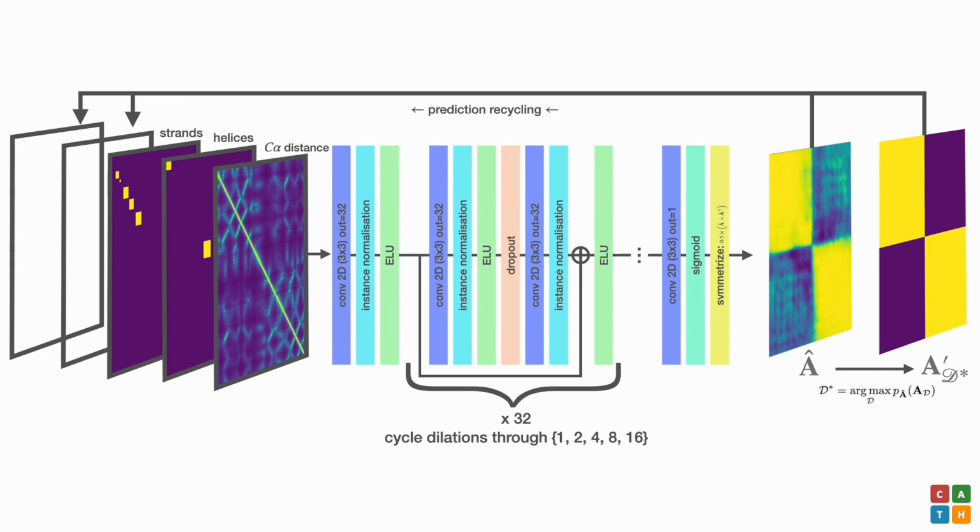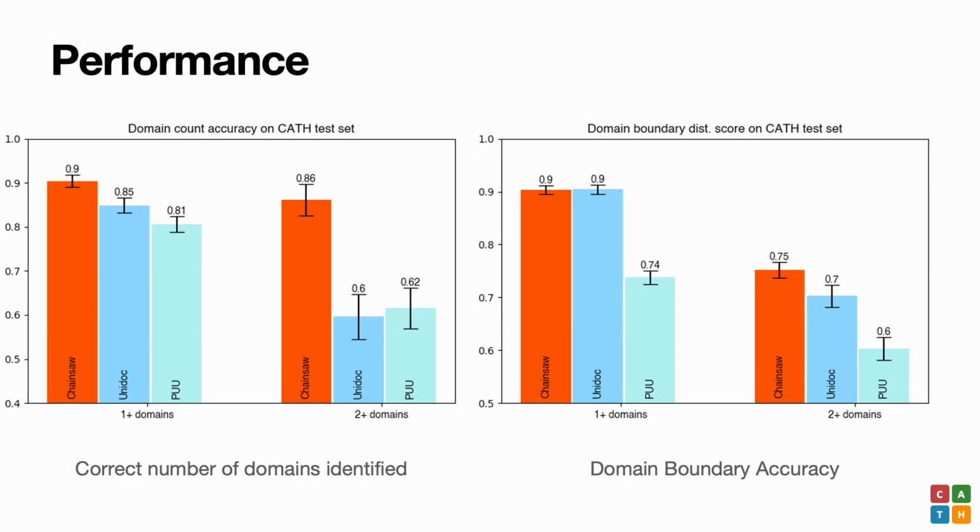So here's a picture of the actual model architecture. Once we tested it on multiple data sets, we benchmarked it on various CASP data sets and on CATH assignments, and we noticed that it tends to outperform other state-of-the-art tools such as UniDoc and PDP, not only on the correct number of domains identified, so how many domains are within a protein chain, but also the domain boundary accuracy was higher overall.